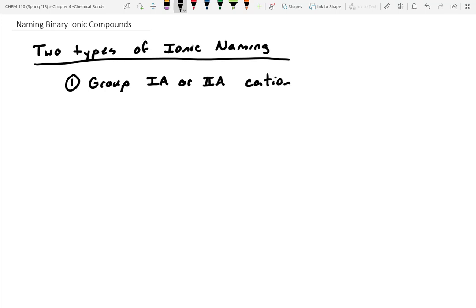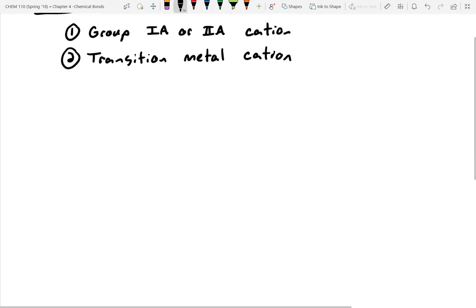So where's group 1A or 2A? Far left-hand side of the periodic table, right? It's those first two columns. So if you have a cation in those first two columns, you're going to follow that naming system. And then second one is with a transition metal. And if you remember, the transition metals are smack in the middle of the periodic table. They're that lowered set of rows between group 3B and 2B. All right, so let's take a look at the group 1A or 2A naming.